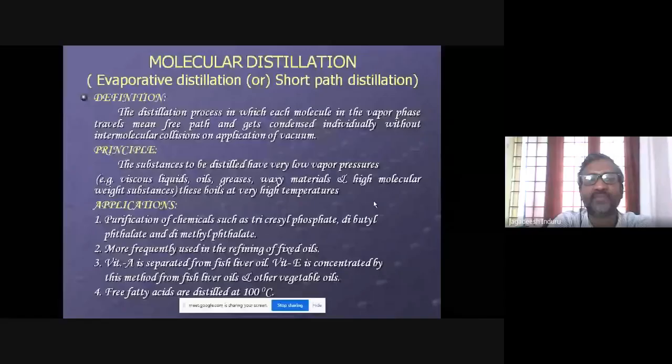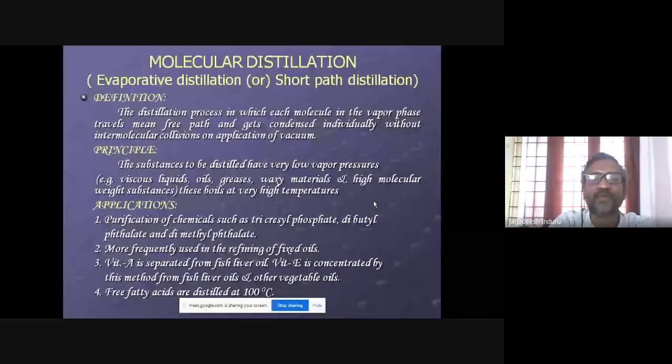That is the reason these boil at high temperatures. Examples are viscous liquids and oils, greasy, waxy materials, and high molecular weight substances. These will all have a low vapor pressure and boiling points near 300 degrees centigrade, and we are going to use them in this process. Now the question is how to calculate that mean free path, or the distance which we need to adjust, because this is a versatile equipment.